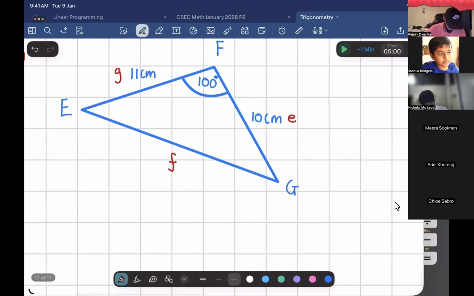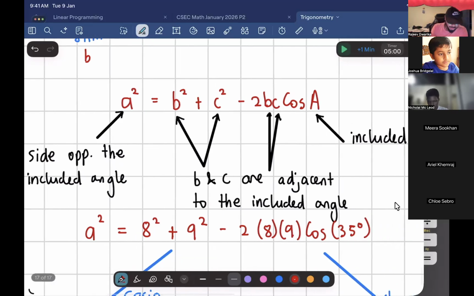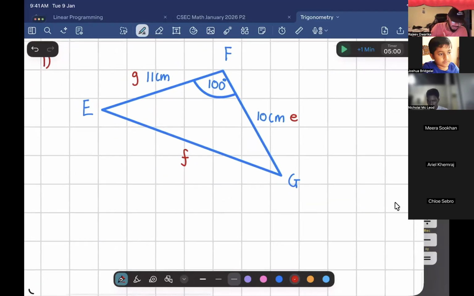So let's start off the cosine rule strong. Remember, the cosine rule says the side opposite the included angle squared is equal to the sum of the adjacent sides squared minus 2 times the adjacent sides times the cosine of the included angle. What is the side opposite the included angle? We just figured it out. It was F, baby F. So we're going to write F squared, and that'll be equal to what?